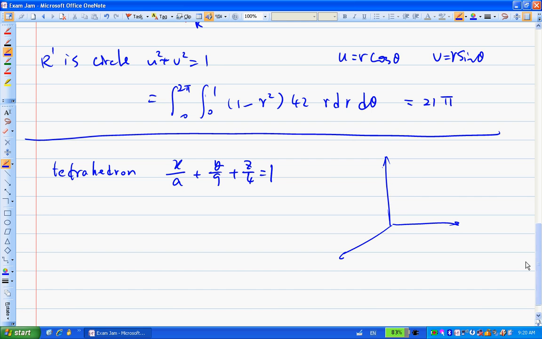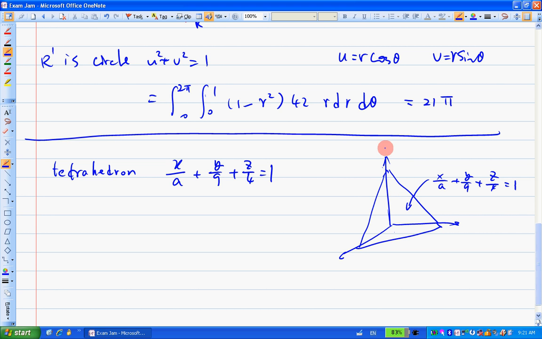Basically, maybe I'll just draw it here. You have a surface, and this surface is x over 8 plus y over 9 plus z over 4 equal to 1. We want to find the volume between this surface, this plane, and the three coordinate planes in the first octant. That's the tetrahedron we were talking about. So this is the plane here.